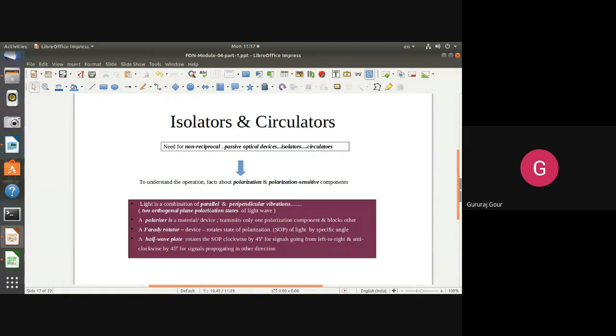It is a combination of parallel and perpendicular vibrations. So two orthogonal plane polarization states of light wave. Orthogonal means they are 90 degrees to each other. So we know what you mean by polarization or polarizer. Polarization is a plane. Okay, we'll come back to this polarization.